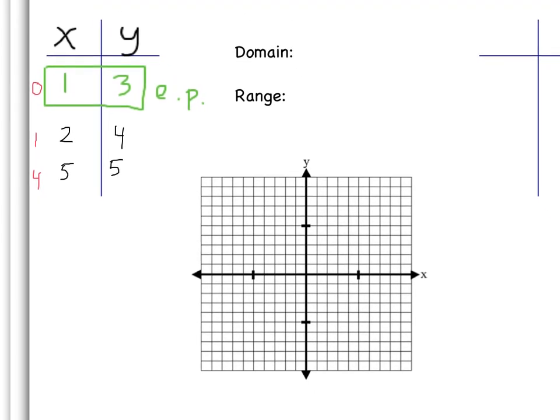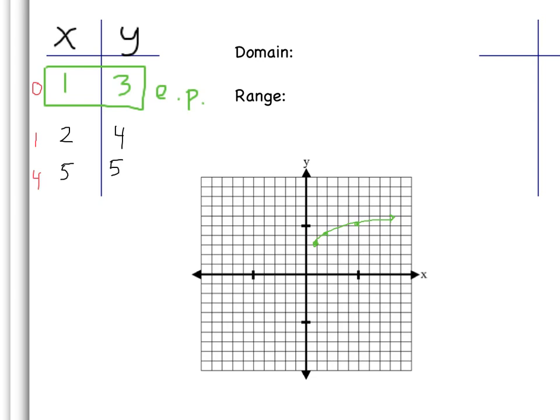So I always start with my endpoint. So we have the endpoint of 1, 3, and then we have 2, 4, and 5, 5. Okay, and I follow the direction of my other points. It's called an endpoint for a reason. I never, ever, ever go to the other direction of it.